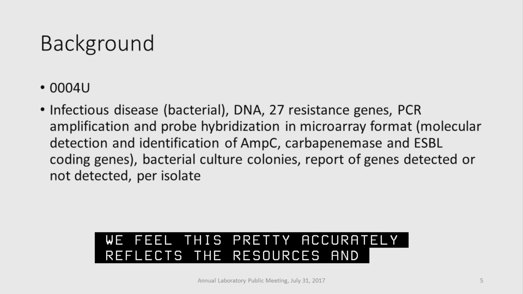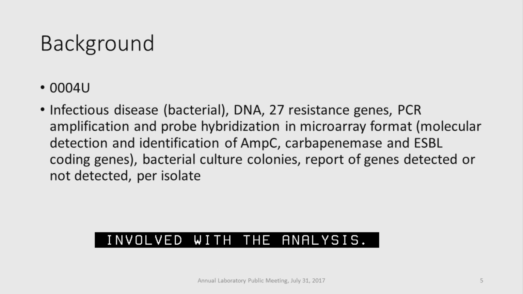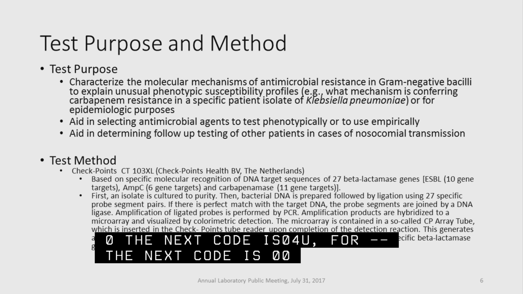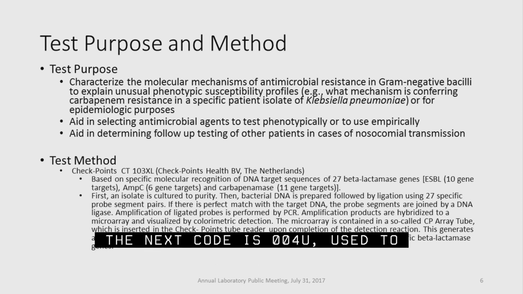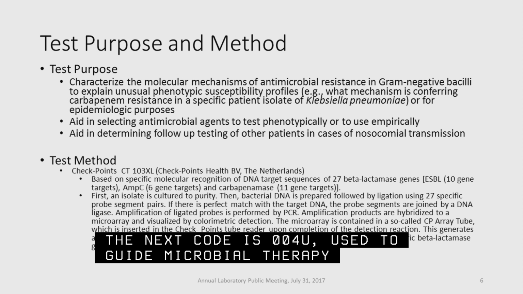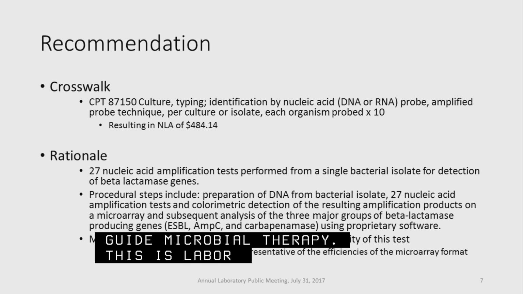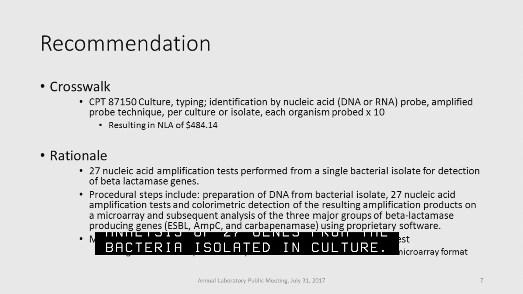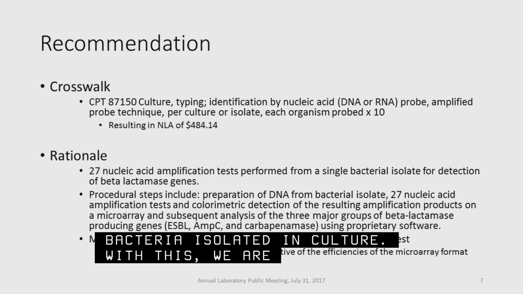The next code is 004U, and this is for gram-negative resistance genes. This test is used to guide appropriate antimicrobial therapy as emerging resistance increases. This test is labor-intensive with analysis of 27 genes from the bacteria isolated in culture. With this one, we're recommending a crosswalk to CPT 87150 ×10.